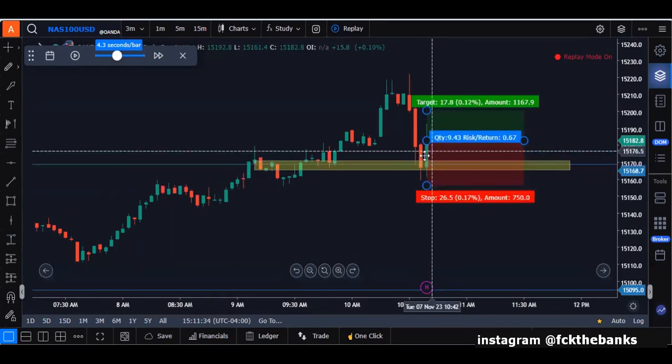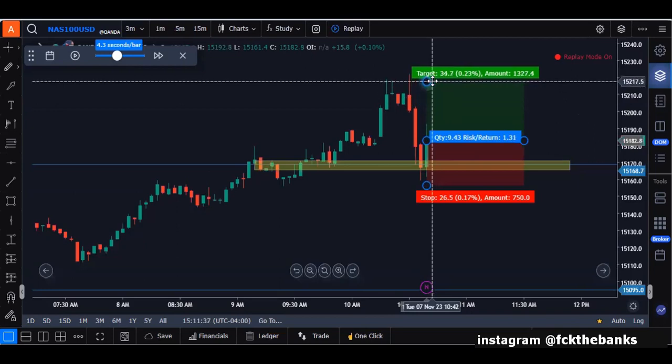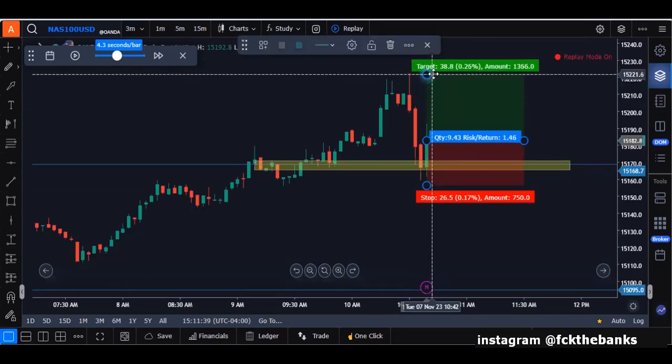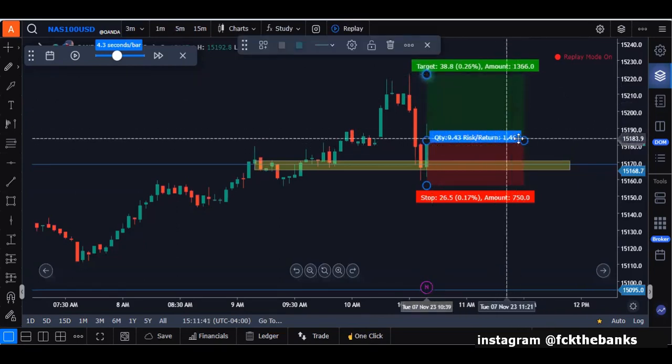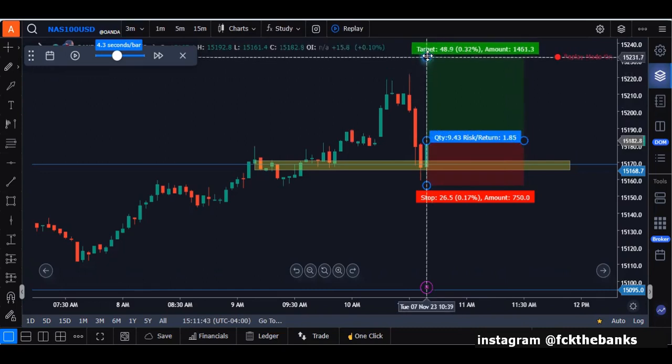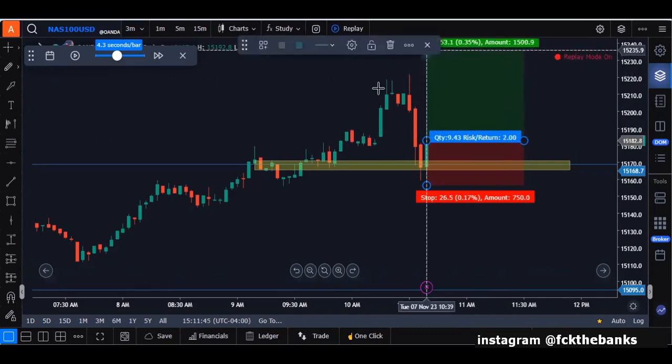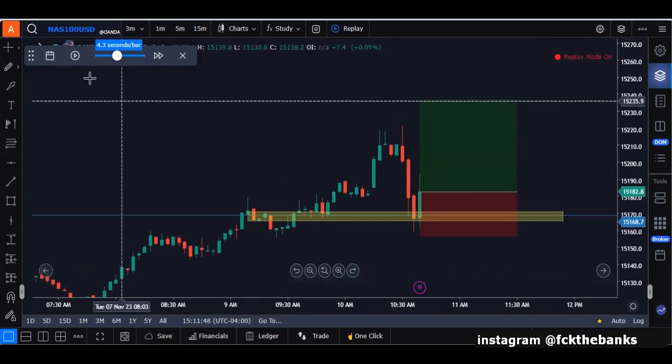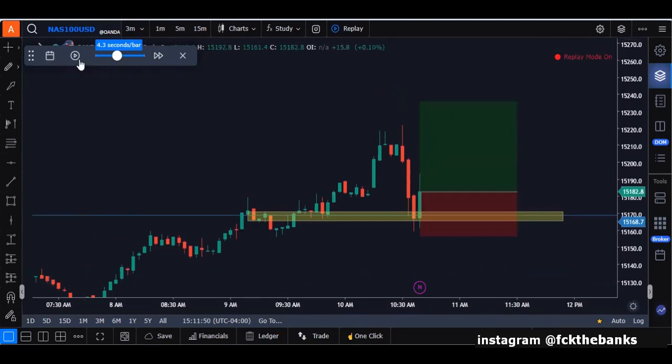Okay, the stop loss below the candle, and you can target at least this high. Okay, so you can target a 125, or we can also go for a 102. Okay, guys, so now let's play this out and see how it goes.